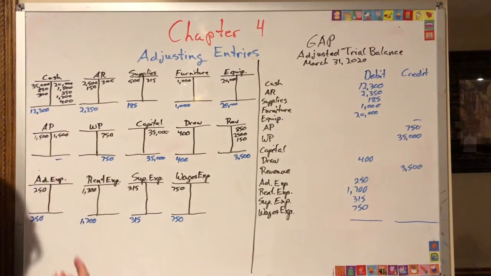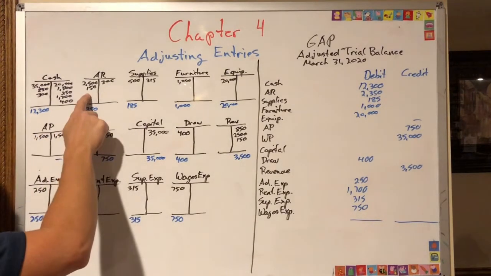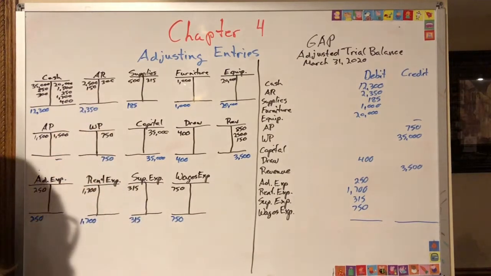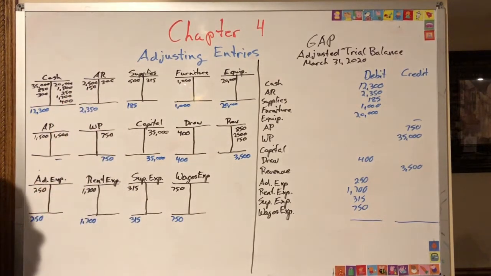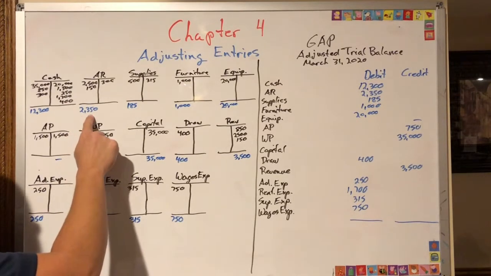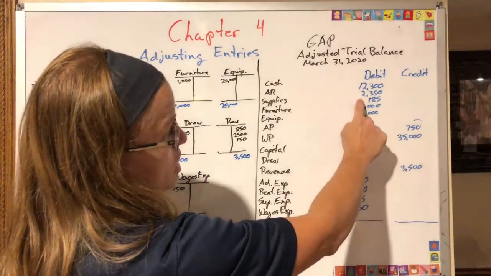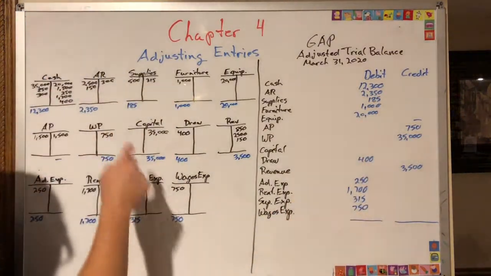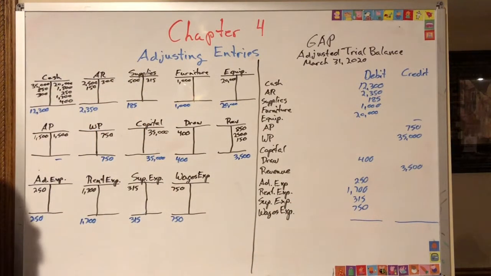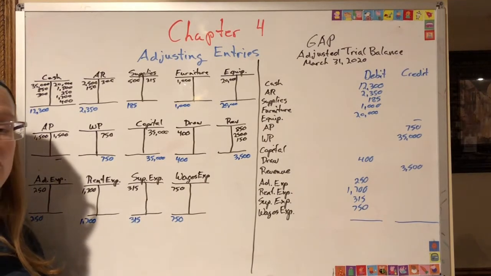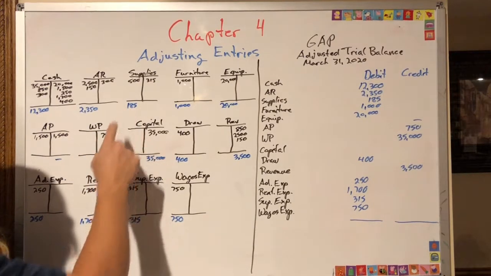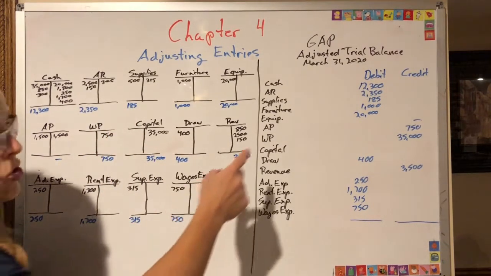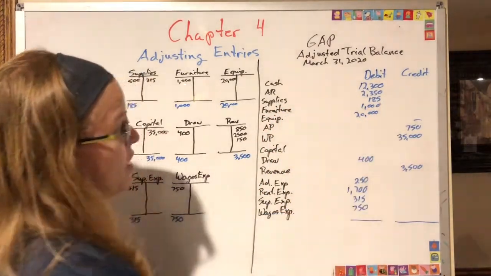Our accounts receivable changes because Anne's owed $150 for the service that she completed but was not paid for. So we add the $150 to the accounts receivable on the debit side to get $2,350. So our accounts receivable changes to $2,350. Our supplies changes because Anne used $315 worth of the supplies within the month. So only $185 of supplies remains. So our supplies changes to $185.